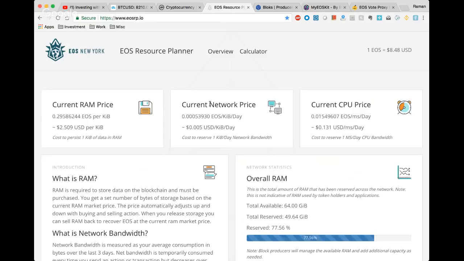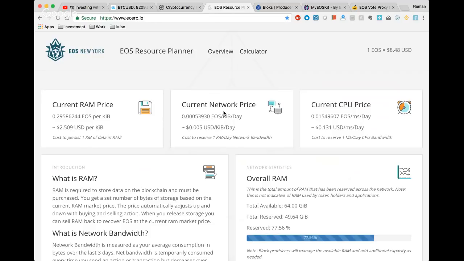Now, the question about whether you should stake on network or CPU, it depends on your usage. If you're doing a lot of transactions, that means you need CPU because you need to spend time. So this is how many EOS per millisecond. Millisecond means the time taken to send your transaction per day. And depending on how many transactions you're doing, based on what dapps you're using, based on how many transfers you're doing, you need to increase the CPU.